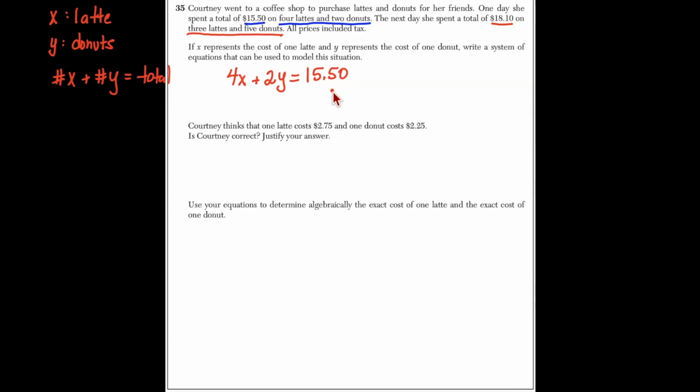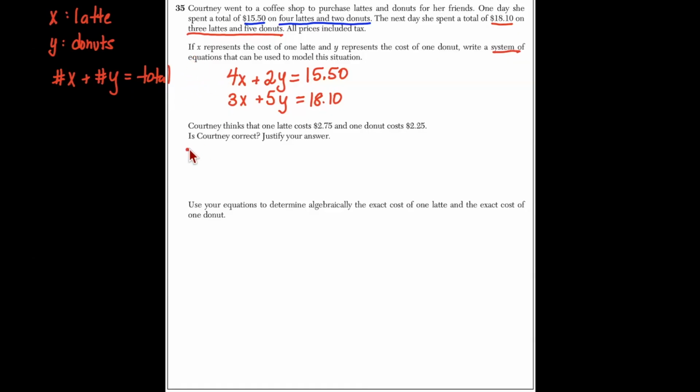The second equation follows the same thing. My new total is 1810, and I like to put the total on the right. I've got 3 lattes, again latte was X, and 5 donuts, donuts was Y. So this here is my system of equations, and that just scored me 2 points on the Regents.